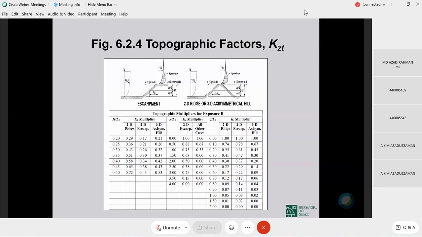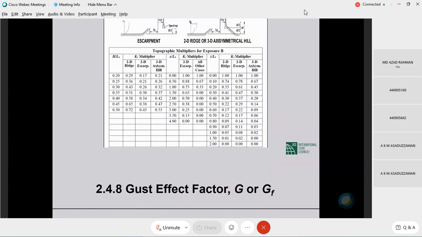I have no way of going into the details, nor any intention. All I'm trying to do is point out that everything is in BNBC. So figure 6.2.4 will give you your K sub ZT if you have a building located on the upper half of a hill, ridge or escarpment. If you have the typical Dhaka building on plain land, K sub ZT is equal to 1. You don't have to worry about all of this.